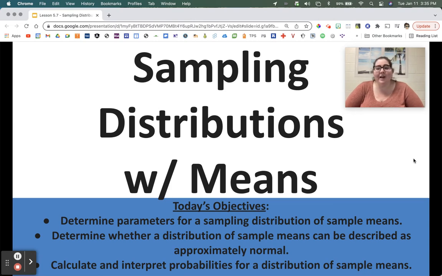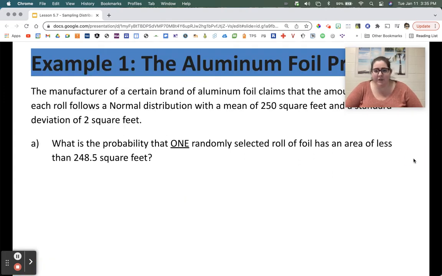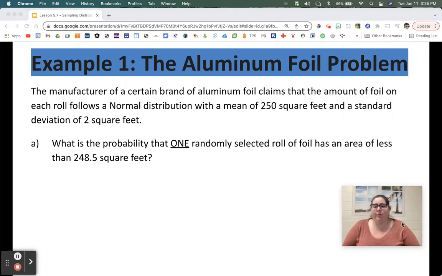Hello again. So today we're going to look at sampling distributions with means. So numerical data, how do we deal with the sampling distribution and find those probabilities from a normal model if we're dealing with means? So we're going to go straight into an example and then talk about how it looks a little bit different for means than for proportions.